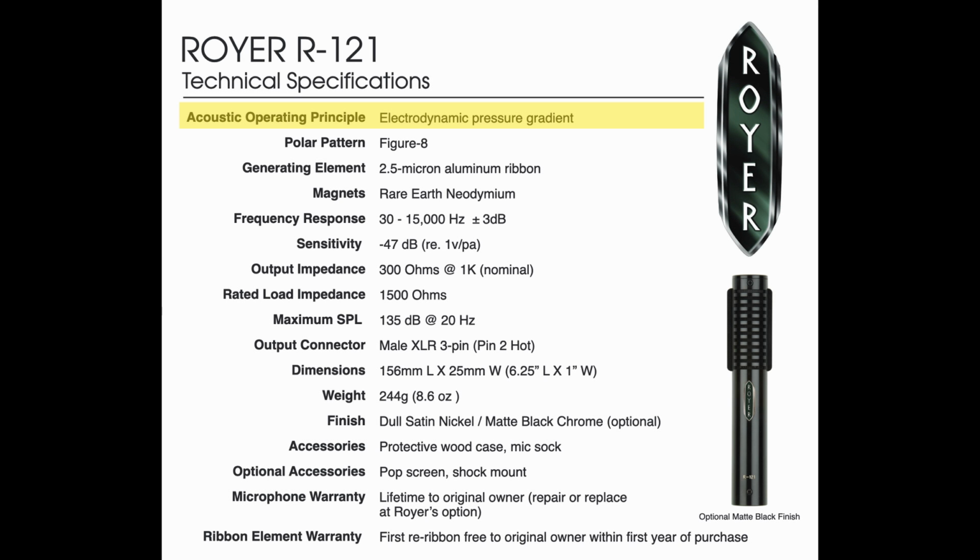We're going to use the Royer 121 spec sheet as an example because it's one of the mics we're going to feature in our examples, and it's one of my favorite ribbon mics. Sorry for the bias here, but it kicks ass. So here's what we have.